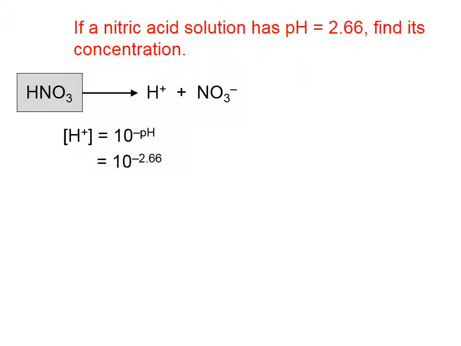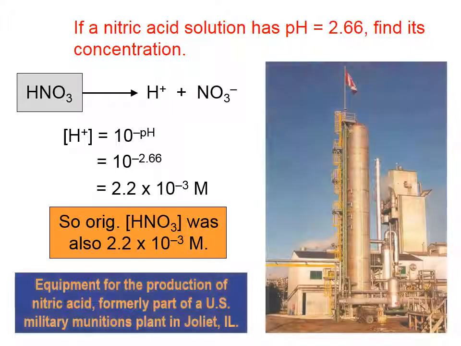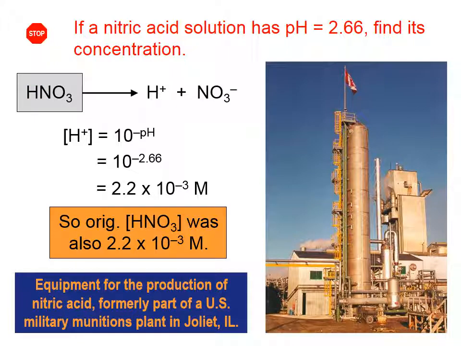So here's what we're going to do. We're going to calculate the hydrogen ion concentration by taking 10 to the negative pH, which gives us this value, 2.2 times 10 to the negative third molar. That's the concentration of hydrogen ion. It's also the concentration of nitrate ion in the solution. Well, if we were to go back and say, what would the concentration of the HNO3 have to be in order that the concentrations of hydrogen ion and nitrate ion were both 2.2 times 10 to the negative third? We would also say the nitric acid solution, therefore, is 2.2 times 10 to the negative third.